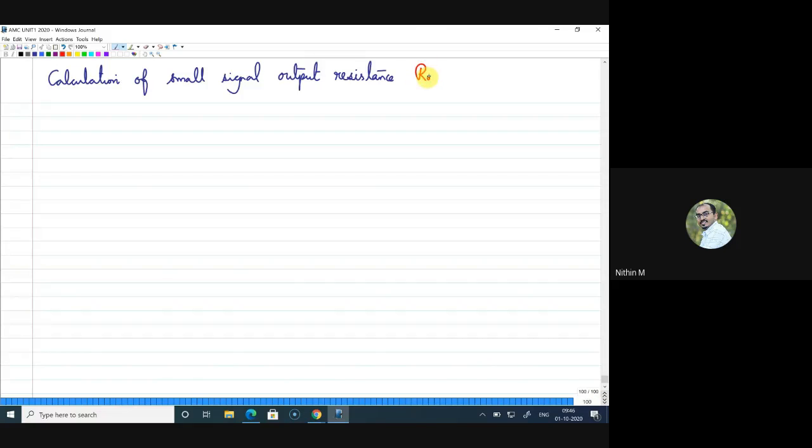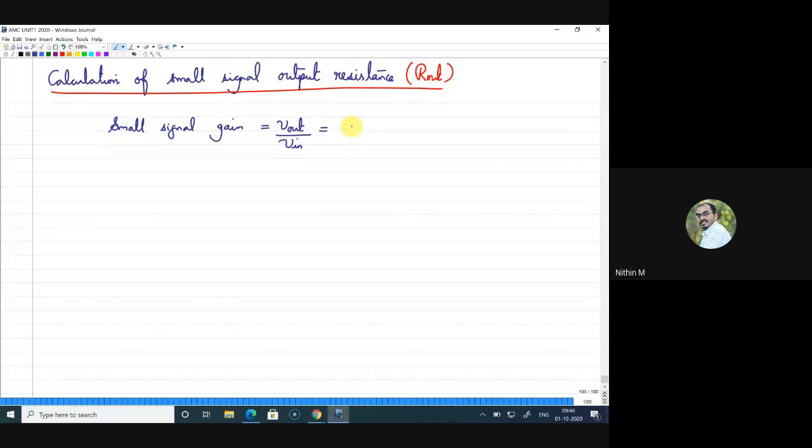Okay, so let me quickly go to how to calculate the small signal output resistance. The question is why we need to calculate small signal output resistance. I will start by calculating small signal gain. What is small signal gain? Whatever we have written just now, V out by V in. But this V out by V in can be written as V out by I out into I out by V in. Is it possible? Yes.